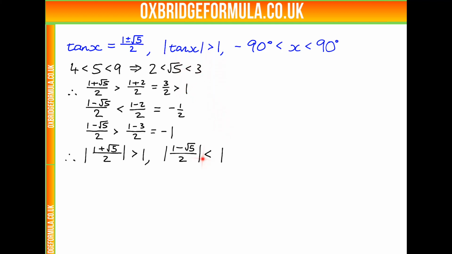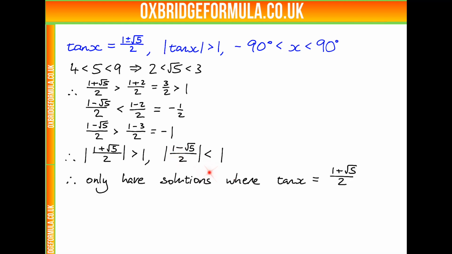So we therefore can deduce these two things, and that tells us that we cannot have tan x equal 1 minus the square root of 5 over 2, because we know that the absolute value of tan x needs to be strictly greater than 1. So therefore we only have solutions when tan x is equal to 1 plus the square root of 5 over 2. So our task now is to find how many values of x in the range from minus 90 degrees to 90 degrees are there such that tan x is equal to 1 plus square root of 5 over 2.